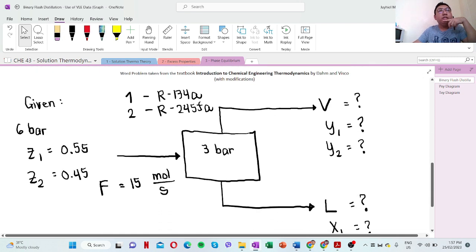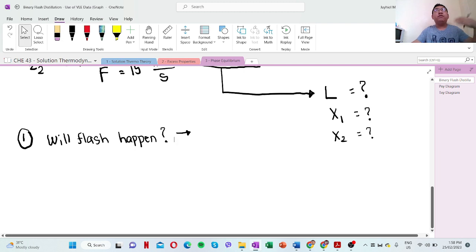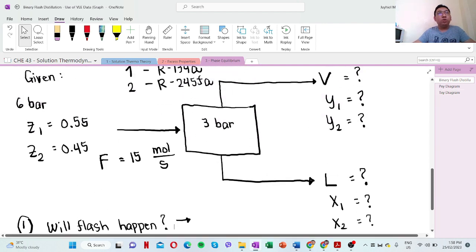So let's now look into the first question that you have to ask yourself. Will flash happen in this case? If yes, then you will proceed. If no, then you will explain that vapor and liquid streams in the flash drum outlet will not be possible because flash distillation will not happen. But we need to know first. So let's go to the PXY diagram.